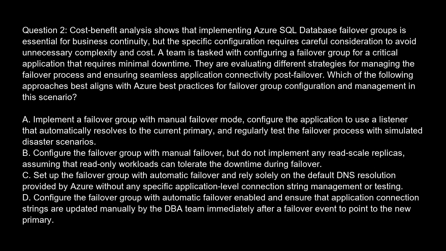Set up the failover group with automatic failover and rely solely on the default DNS resolution provided by Azure without any specific application-level connection string management or testing. Option D. Configure the failover group with automatic failover enabled and ensure that application connection strings are updated manually by the DBA team immediately after a failover event to point to the new primary.